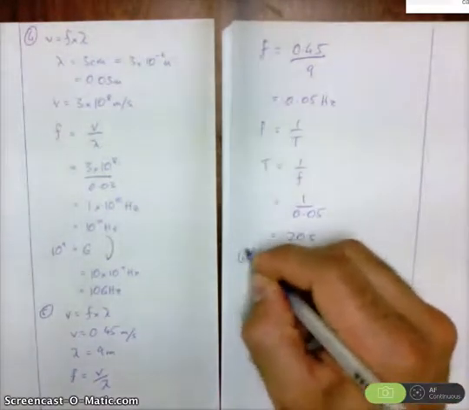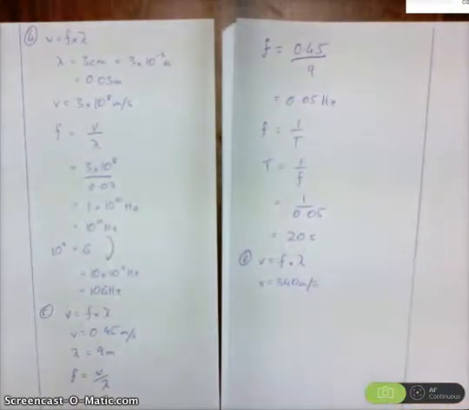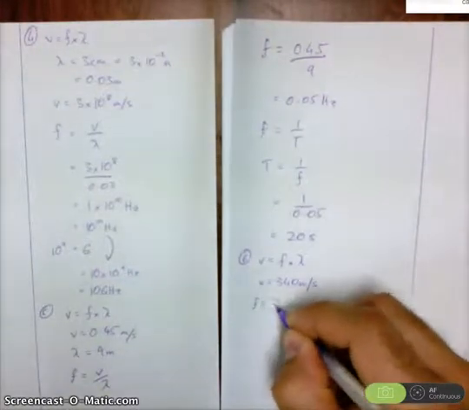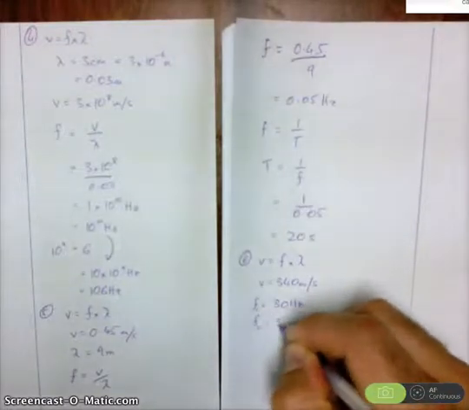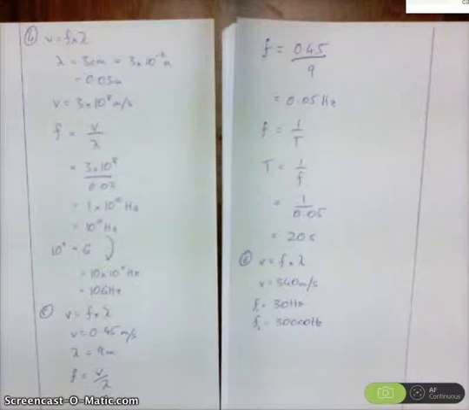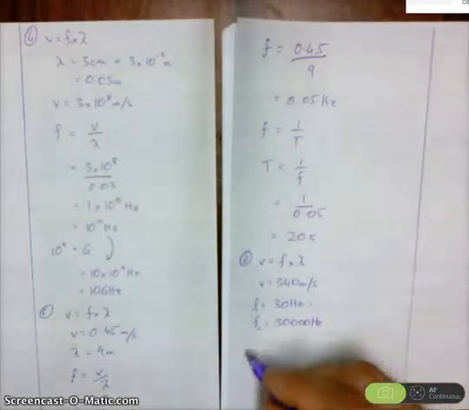Question number 6. Sound waves, so always velocity equals frequency times wavelength. Straight away it says sound waves, so I know the velocity equals 340 meters per second. Sound waves have frequencies between 30 hertz and 30,000 hertz that can be heard by the human ear. What range of wavelengths can humans hear? So let's find out what is the wavelength for these waves and what is the wavelength for these waves.